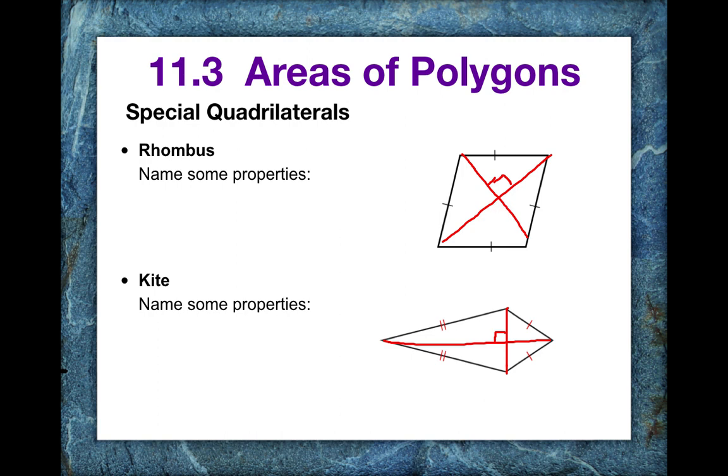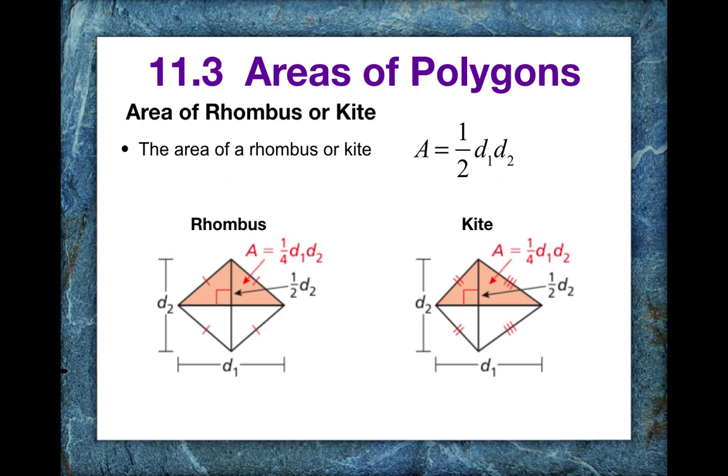So let's just take a look at what the areas are. The area of a rhombus or a kite is simply 1/2 the product of the 2 diagonals. So in a rhombus, if I take the length of this diagonal, and I take the length of this diagonal and multiply them together times 1/2, then I get the full area of the rhombus.